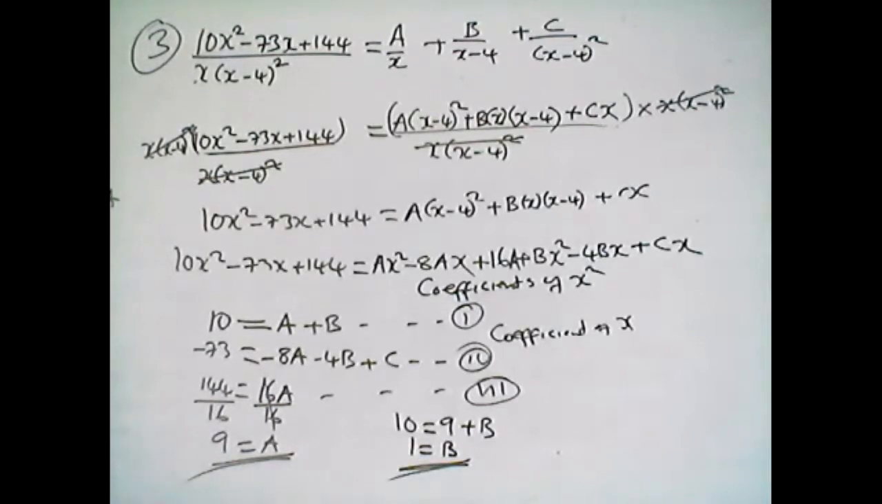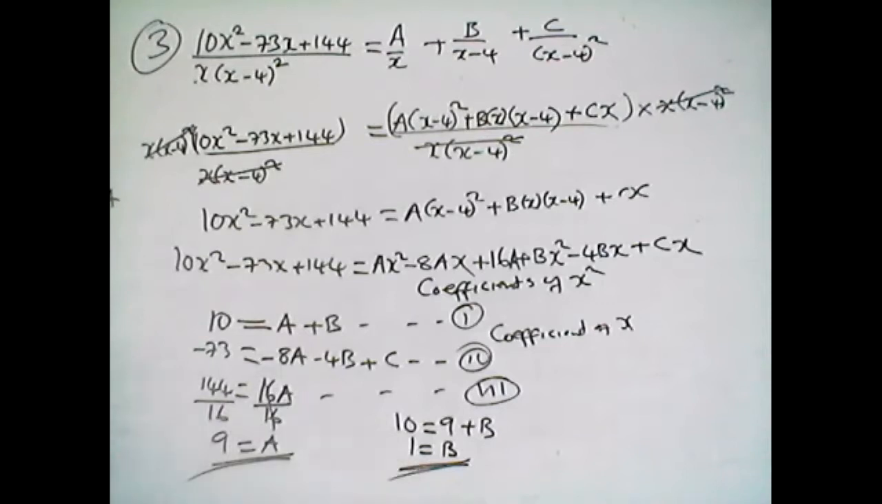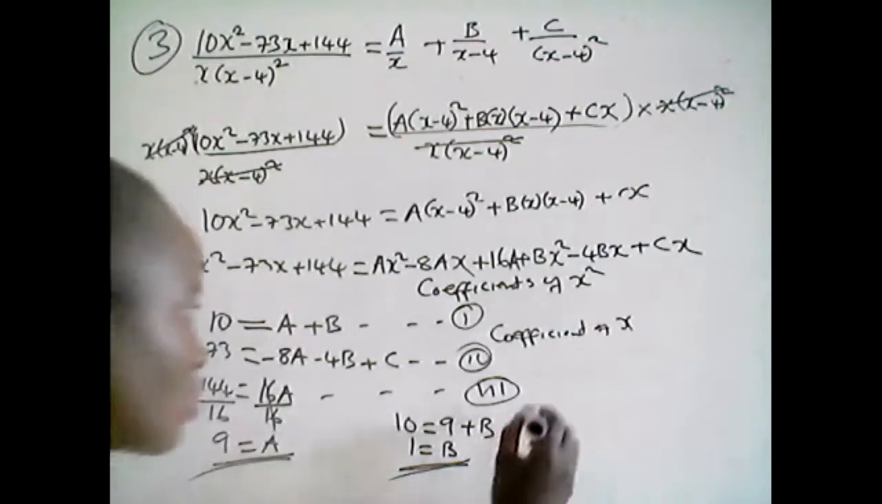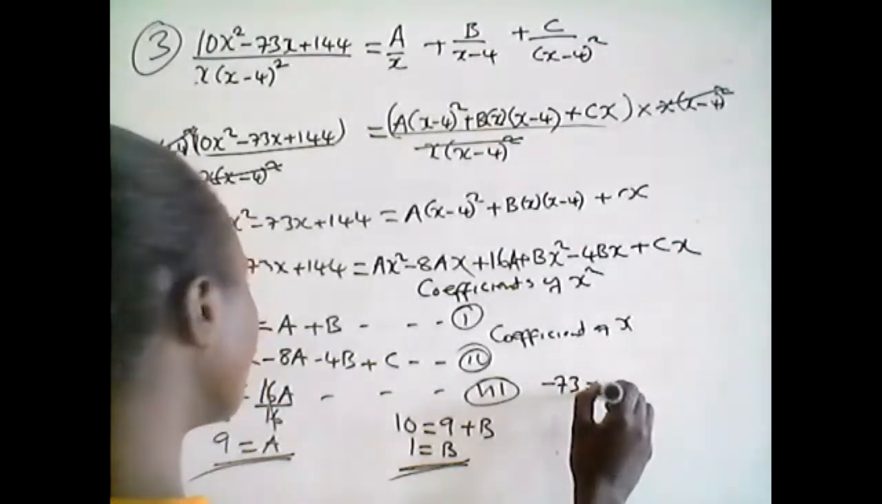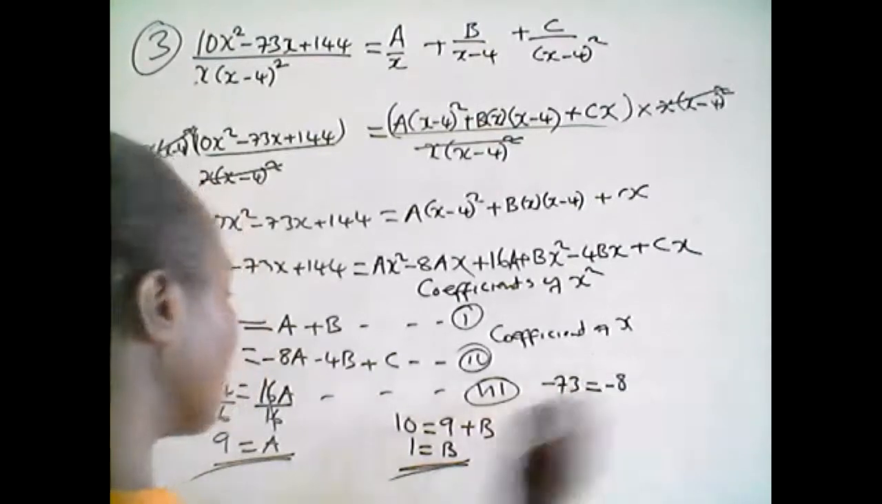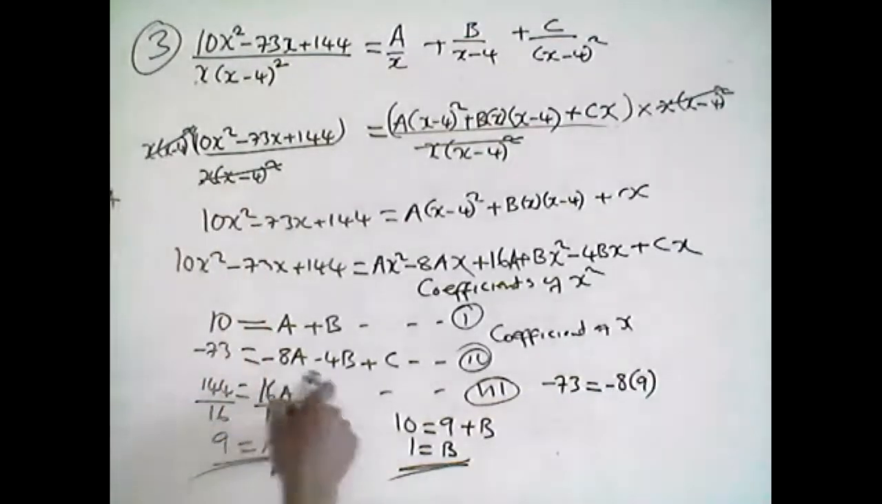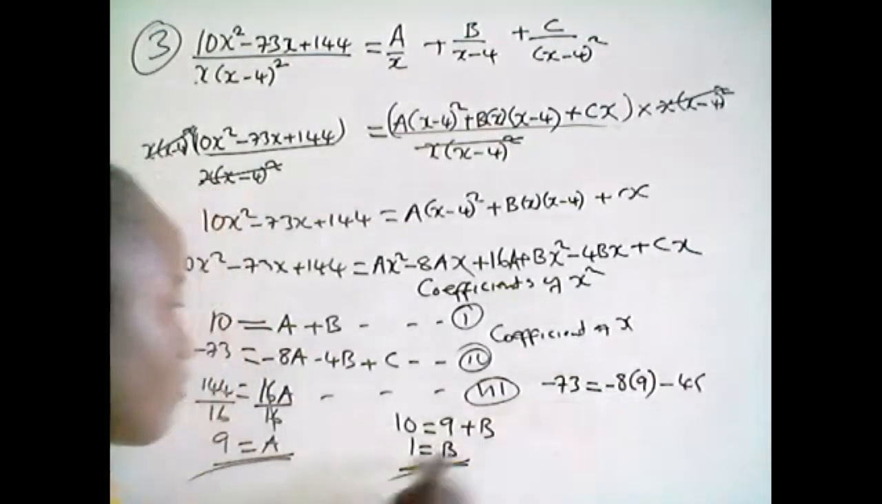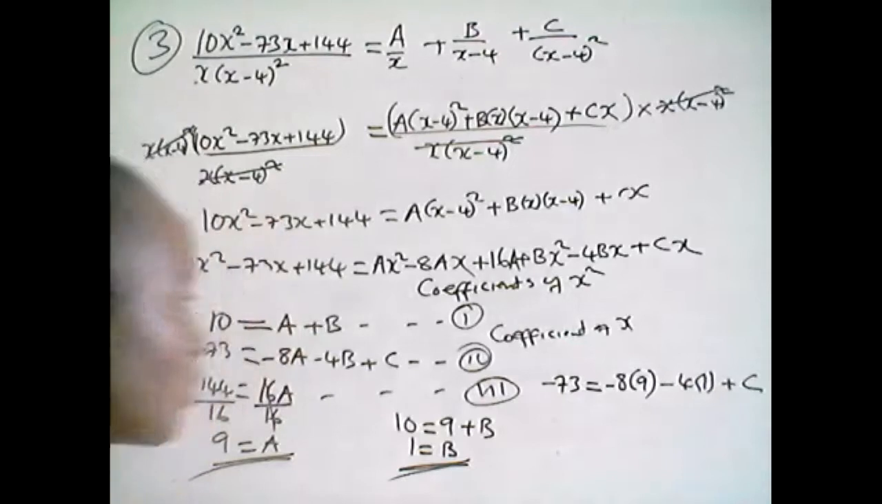Now, having found the values of a and b, it has become easier for us to find the value of c. How do we go about finding that value? It's just a matter of replacing in equation number 2. Where there's a, we put a 9, and where there's b, we put a 1. So here we're going to have negative 73 equals negative 8 times 9 minus 4 times 1 plus c, the one that we are looking for.